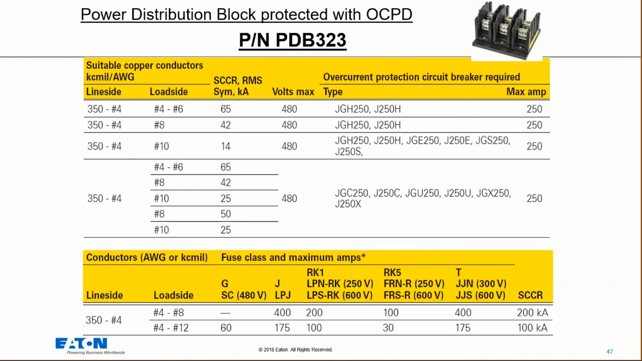Geez, you know what? Okay, well, I can still get a 42,000 amp rating out of this thing. All of a sudden now I lost my 65K rating on this. I can't rate it that high. It's by the distribution block manufacturer. That's what it's been tested to safely handle. Once again, it's with those two same breakers, but now all of a sudden we've got number 8s on there, so we're not going to be able to handle as much fault current.